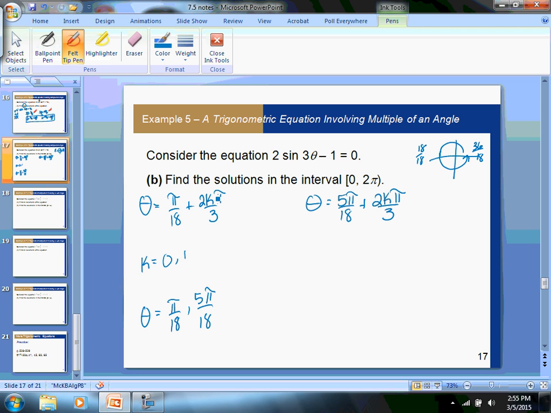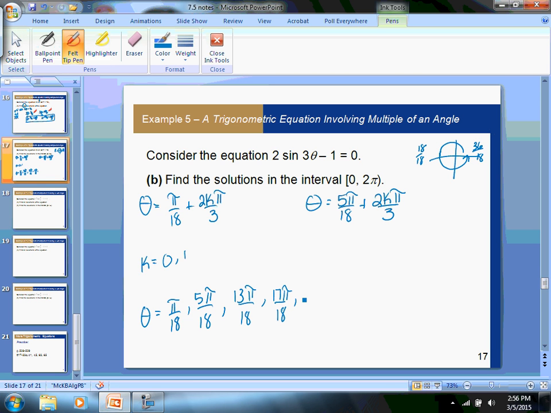So if I substitute in a 1 here, I'll have 2 pi over 3. So if you do 1/18 plus 2/3, you'll get 13 over 18, or 13 pi over 18. And then substitute 1 into the other answer as well. So again, I have 2 pi over 3 that I'm going to add to 5 pi over 18. So add those fractions together and you'll get 17 pi over 18.